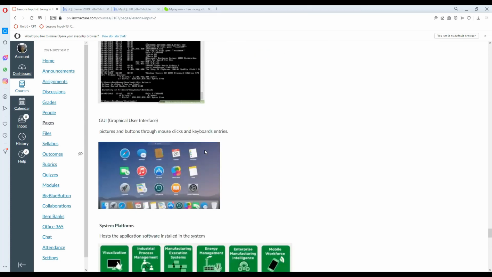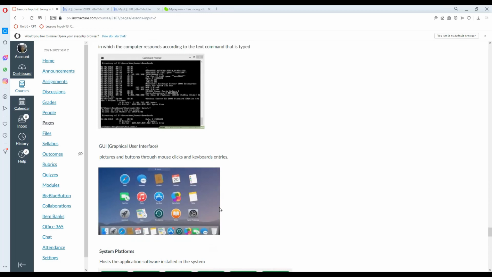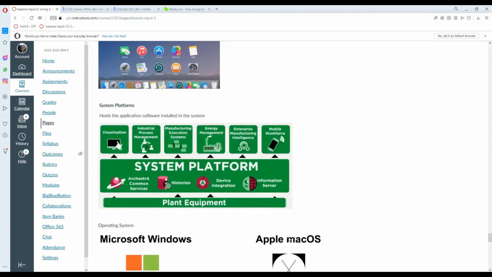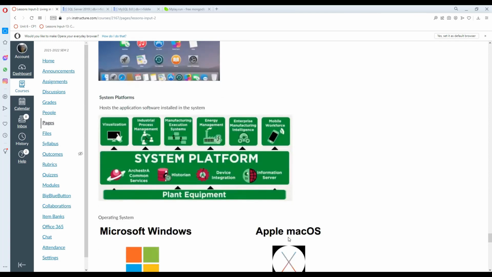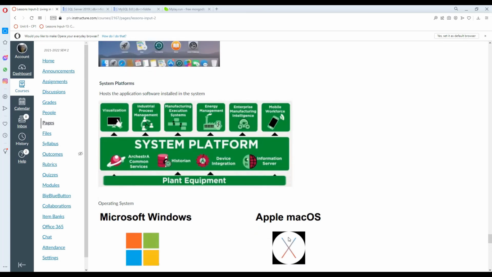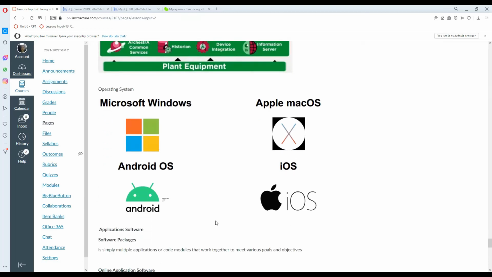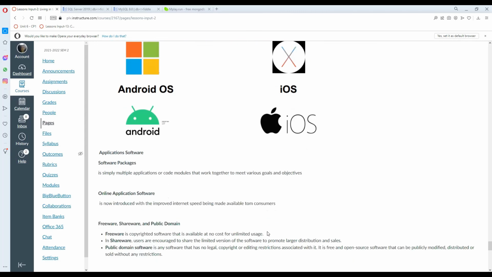We also have the GUI, pictures and buttons through mouse clicks and keyboard and keys. So basically, the GUI is just a shortcut wherein instead of typing the commands, they are automatically inputted based on the clicks or the options that you selected in the GUI. System platforms host the application software installed in the system. We also have the OS. So we have the Windows, Android OS, which is based on Linux. We have Mac OS and iOS.